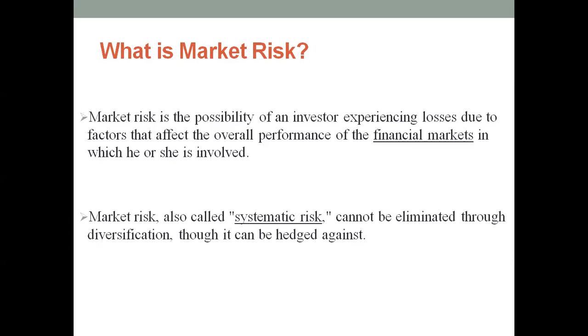Now, market risk is also termed as systematic risk because it affects the whole system. All the companies get affected due to the fluctuation of the share market. And this cannot be eliminated through diversification. How can you eliminate it? When the whole system is affected, the whole economy gets affected due to the fluctuation of the stock market. So it's not possible to diversify this market risk. But it can be hedged against, that means it can be minimized.